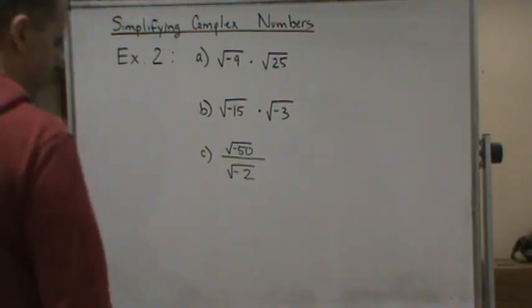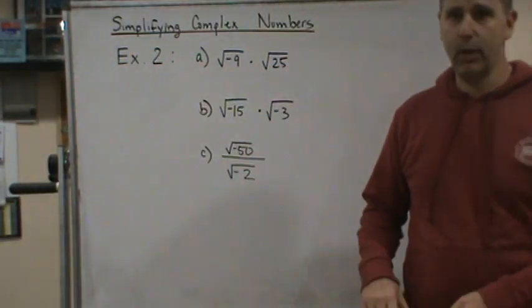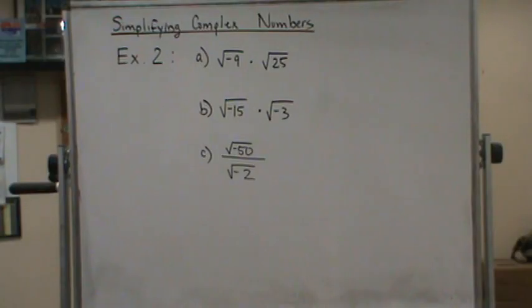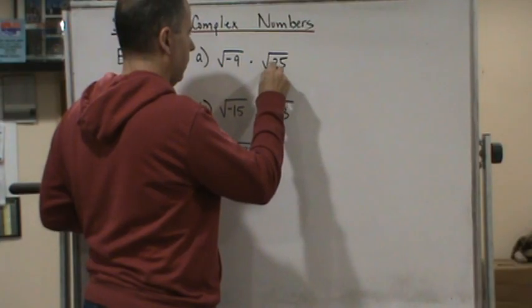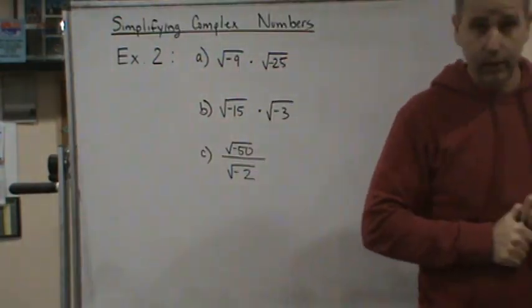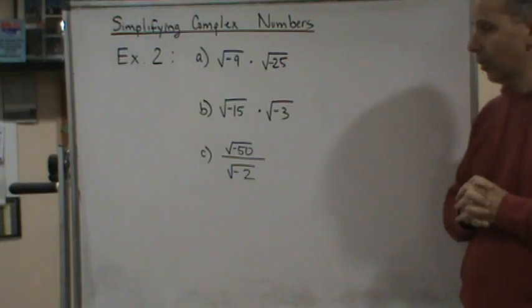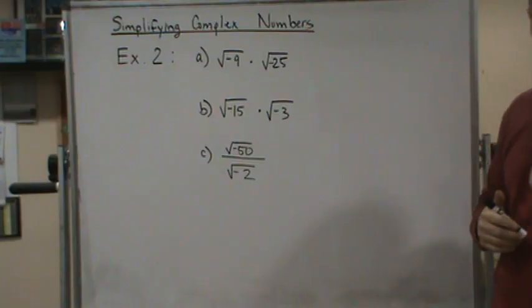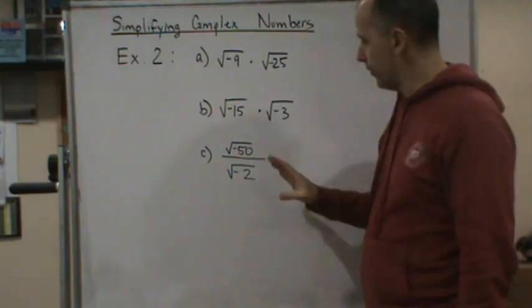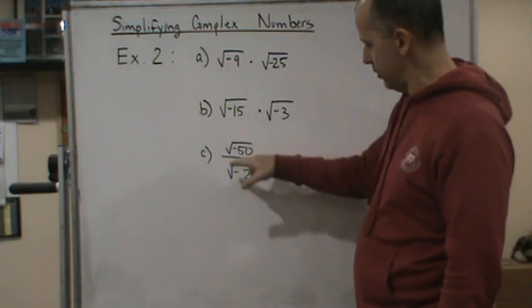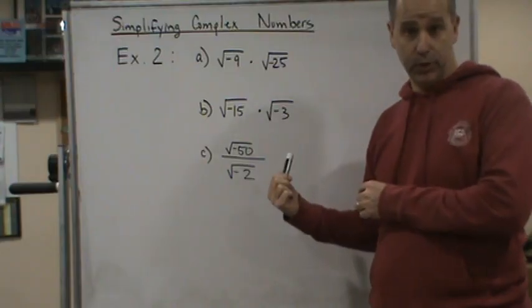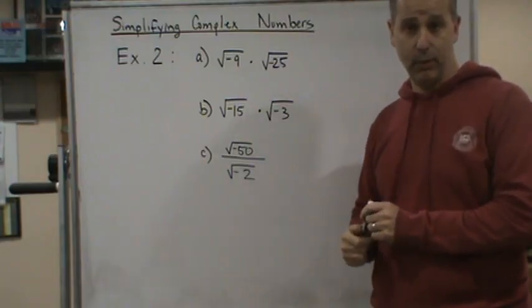All right, welcome back. Now, before I do this example, I just want to remind you guys that when we talk about using the rules of radicals, remember that you can only use the rules or the properties of radicals when dealing with real valued numbers, real valued expressions. So the first thing we're going to do, because we have a bunch of negatives under the radicals, is deal with the negatives under the radicals first before we do the operations, and use the properties of radicals.